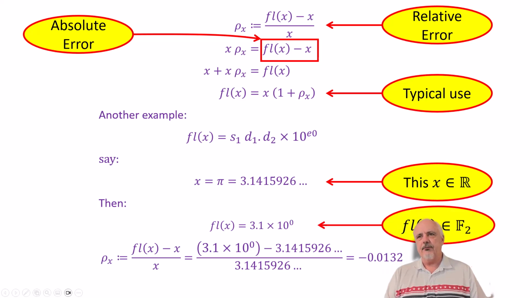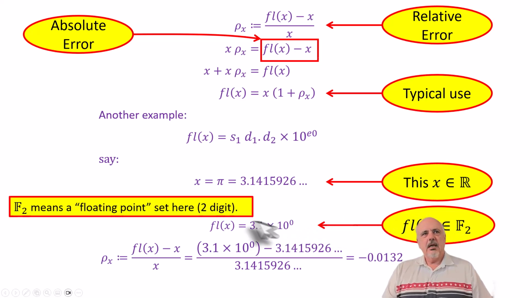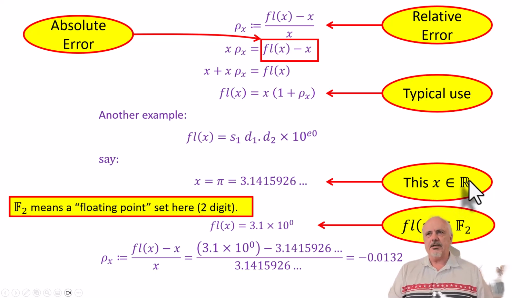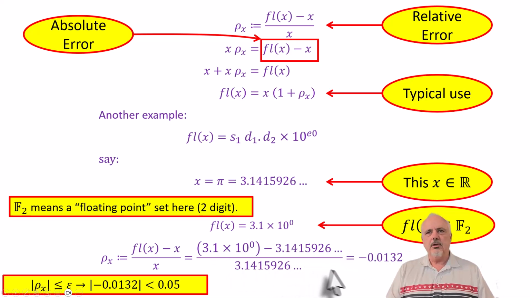And this notation here, the floated value of x, is an element of the two-digit floating system. I denote that by F2. The x is coming from the real values, you see this blackboard notation from time to time. That's the set of real numbers, and here we're talking about the set of two-digit floats. If you look at what this rho x is, it's 0.01 and change. So the absolute value of that rho x is going to be less than or equal to the machine epsilon. That's an important thing to remember.